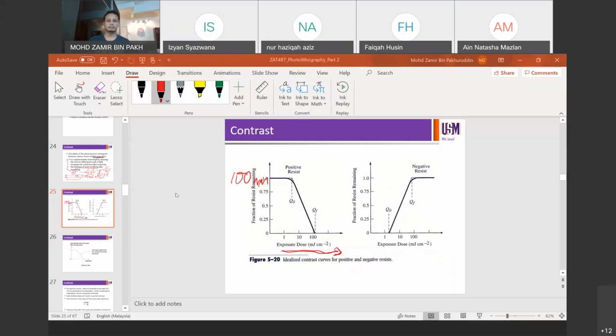So when the dose is increasing, the fraction also increases. But the fraction of the photoresist that is exposed to the light. Okay, so as a result, when you develop, what do you get?